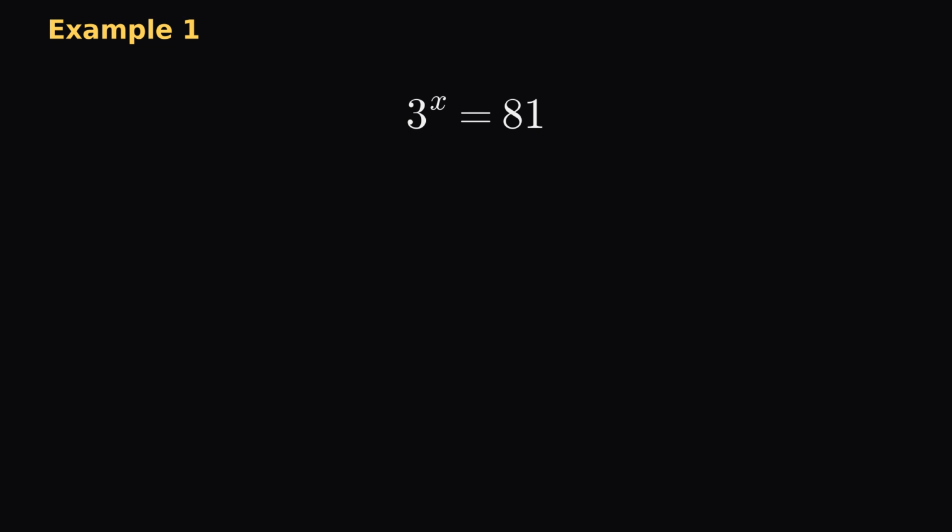Example 1. Solve 3 to the x equals 81. 81 is a power of 3. It's 3 to the 4th. So 3 to the x equals 3 to the 4th, and x is 4.